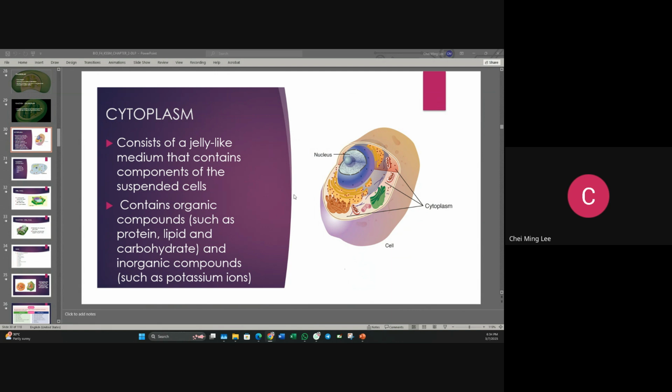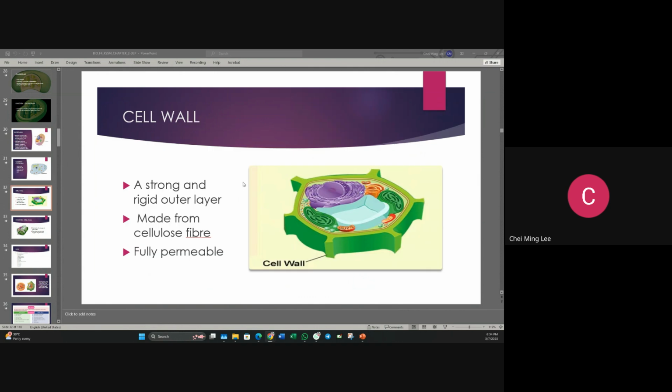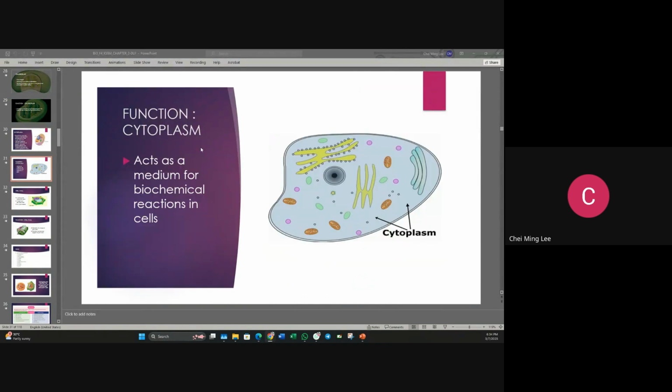All right. Then we have the function of cytoplasm, sorry, which is to act as the medium for biochemical reactions in the cell. It means it's the site for the biochemical reactions inside it, like respiration, where they will generate energy, and like the modification of protein. All these happen in cytoplasm. Okay, so jot this down.